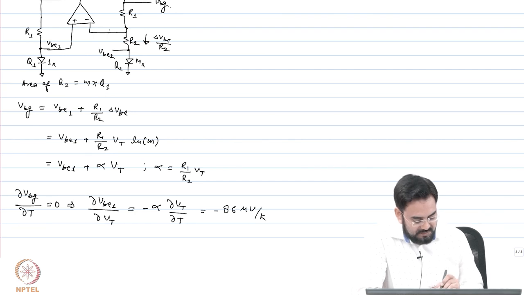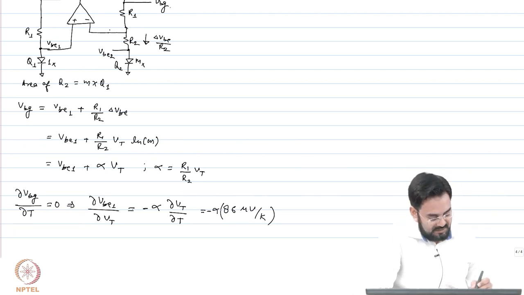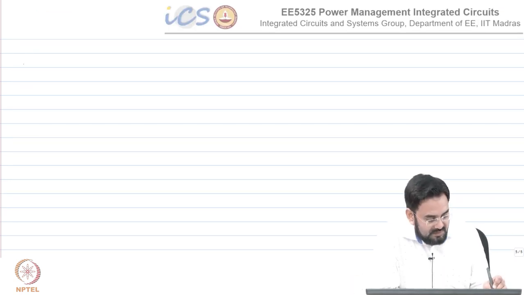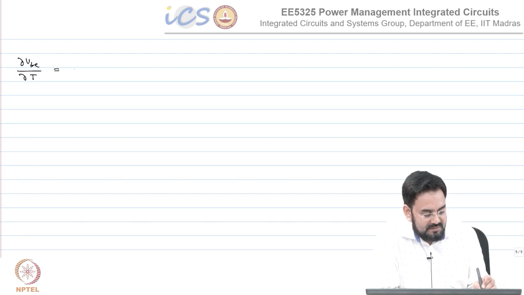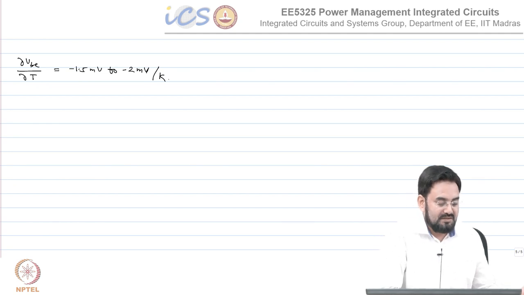Microvolt per K, that was delta VT, and you have alpha here, I will just write. Correct. Calculate the alpha. 23.2. And delta VBE by delta T was how much? Minus 1.5 millivolt to minus 2 millivolt per Kelvin.